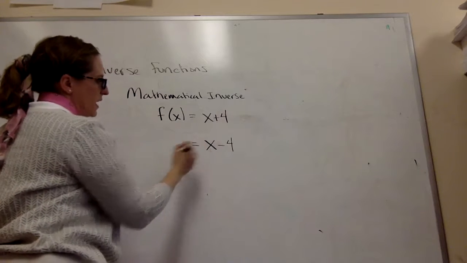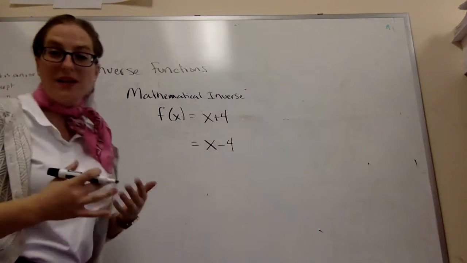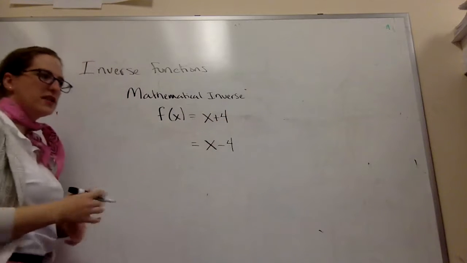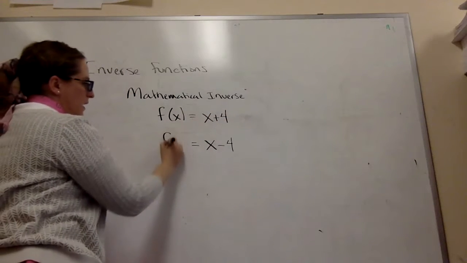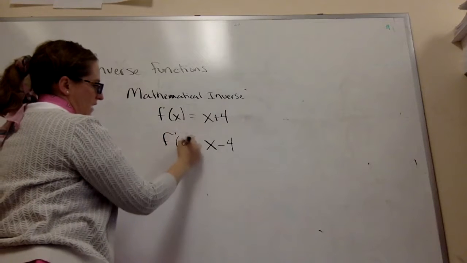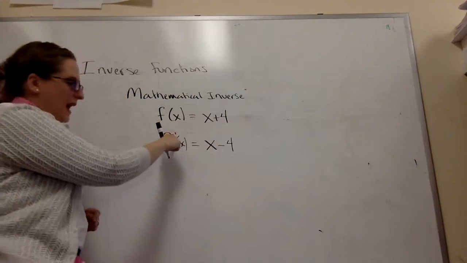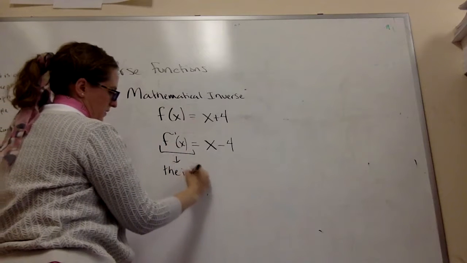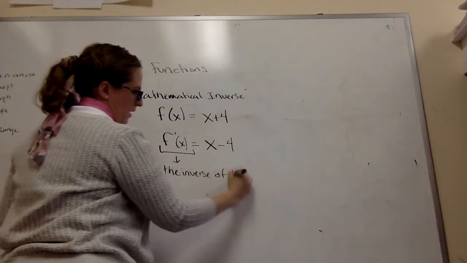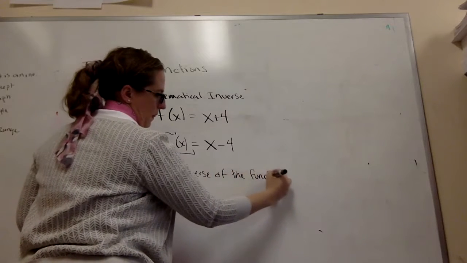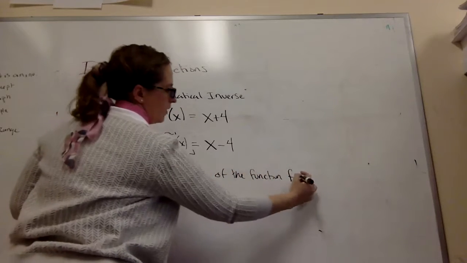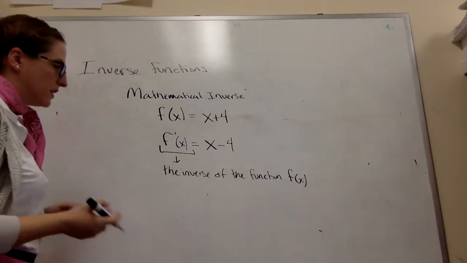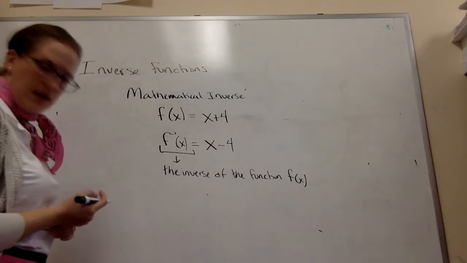Those are inverses. Now, mathematically speaking, we want a way to talk about the inverse that doesn't involve writing out inverse function. Mathematicians like shortcuts for things like that. So we're going to use the notation f with a little superscript -1. This means the inverse of the function f. So these two functions are inverses. What one does, the other undoes.